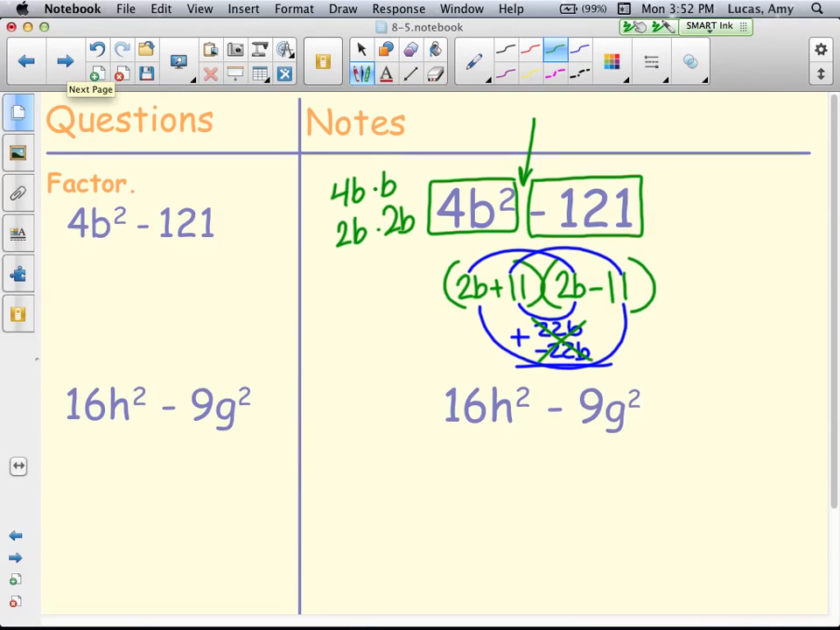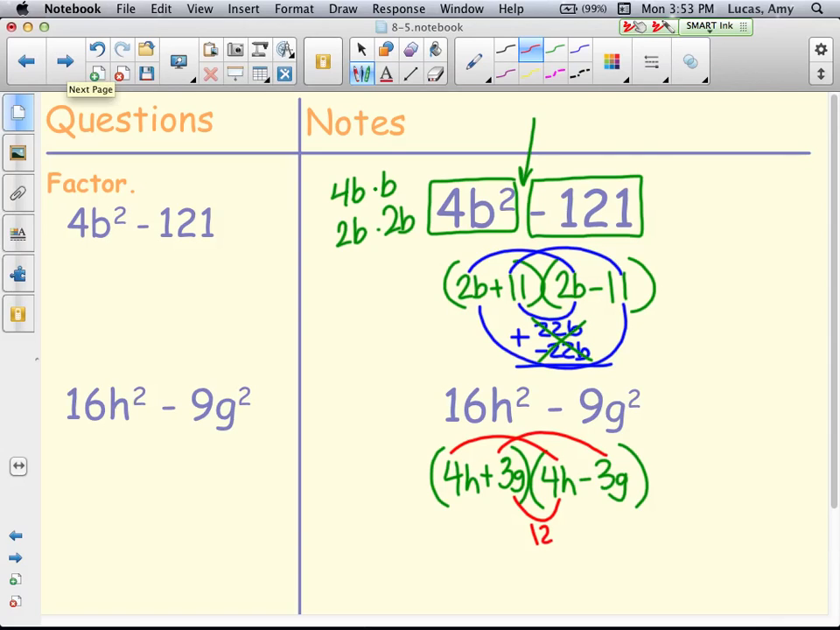Next one, 16h squared. 16h squared is a perfect square for 4h, so 4h times 4h. 9g squared is a perfect square for 3g, so 3g and negative 3g. When I multiply these, if I FOILed it, 16h squared minus 9g squared, 3g times 4h, we would write as 12gh. And then 4h times negative 3g would be negative 12gh. Opposites again, cancel each other out.